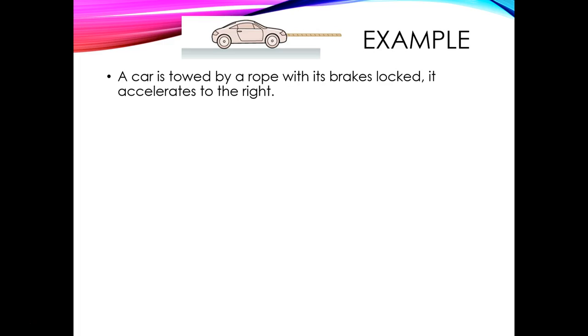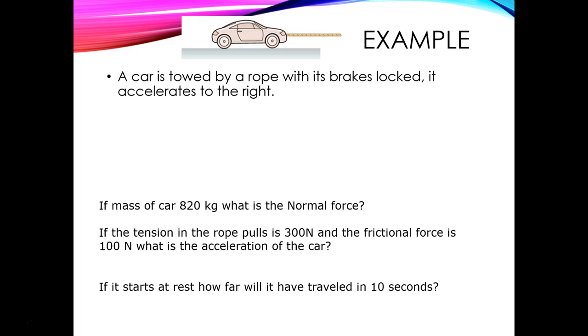Pretty cool. So, another example. A car is being towed by a rope with its brakes locked. It accelerates to the right. Wow. Whoever was doing this didn't quite do it well. I mean, who the heck tries to tow a car with the brakes locked? Anyway, if the mass of our car is 820 kilograms, what is the normal force?